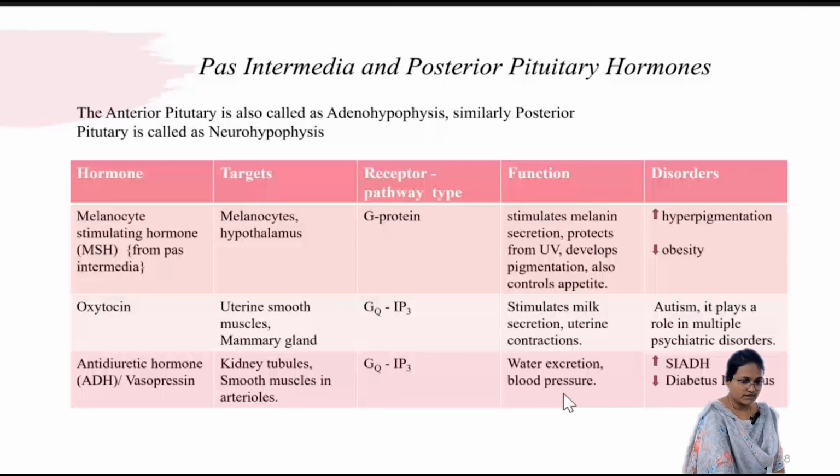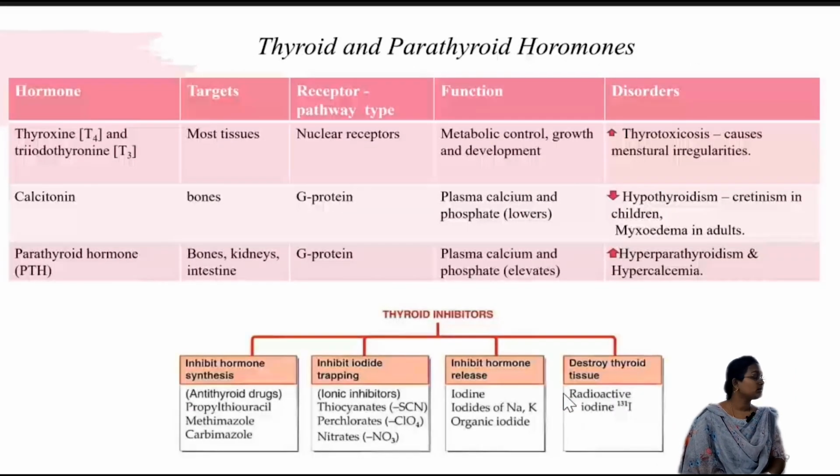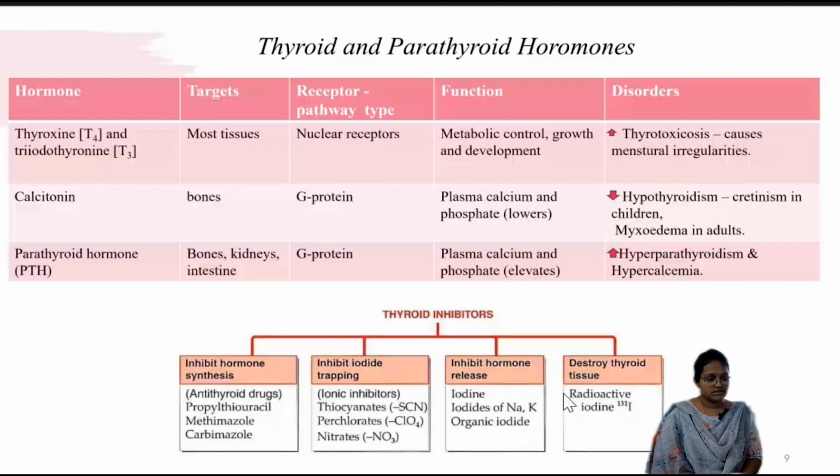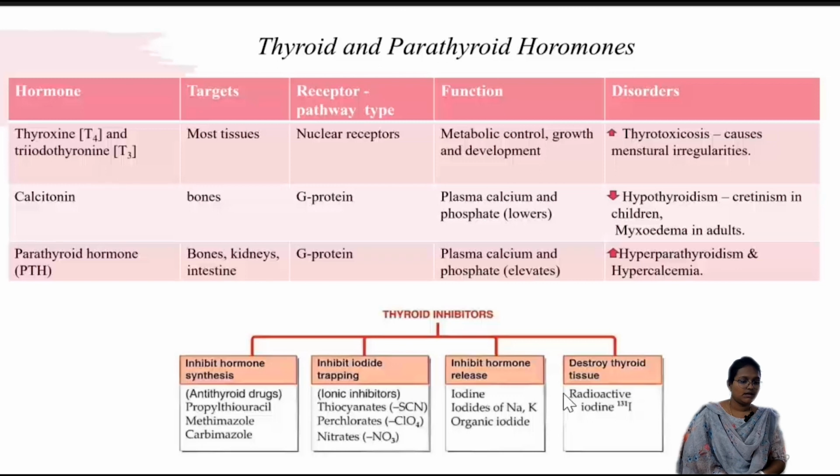Coming to thyroid. The major hormones produced by the thyroid are thyroxine and triiodothyronine. The inactive one is T4 and the active one is T3. The biosynthesis of this hormone is very important, and which one is active and which one is not. Using the biosynthesis, you could easily understand the drugs acting on them, the thyroid inhibitors.